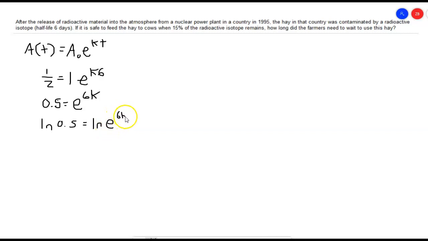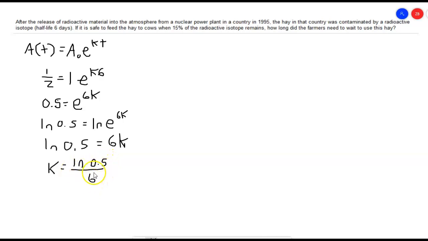And this is something we can do. We can take the natural log of both sides. So we're still going to have the natural log of 0.5, and this is going to be equal to the natural log of e. Remember, they're inverse functions of each other, so they cancel each other out. If we have the natural log of e to something, we just get that something back, 6k. And finally, we're going to divide both sides by 6. So our constant k is going to equal the natural log of 0.5 over 6.